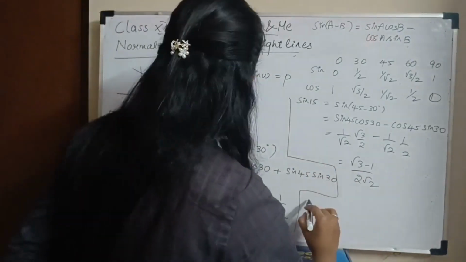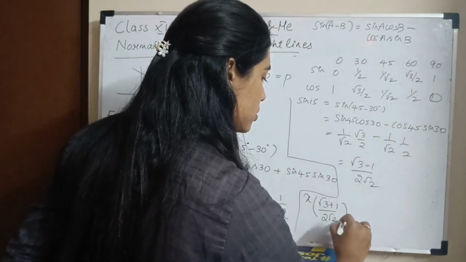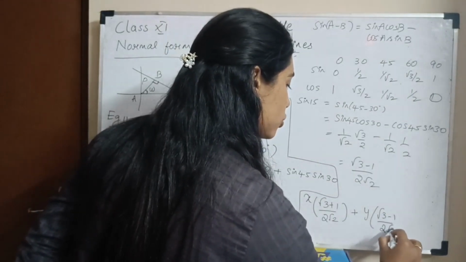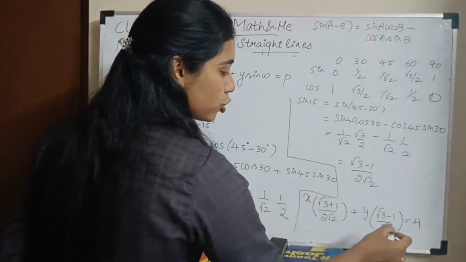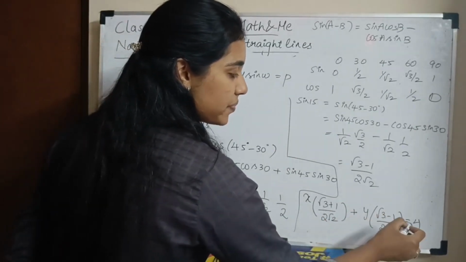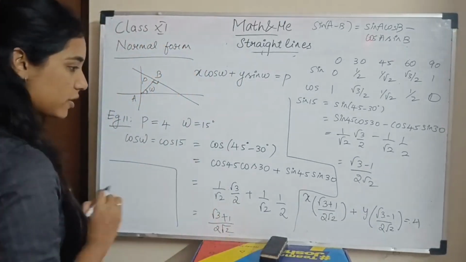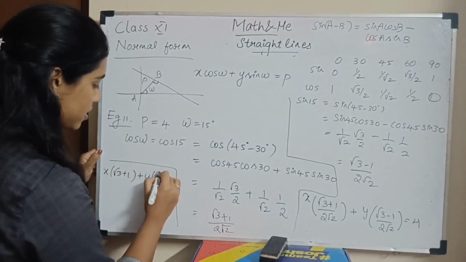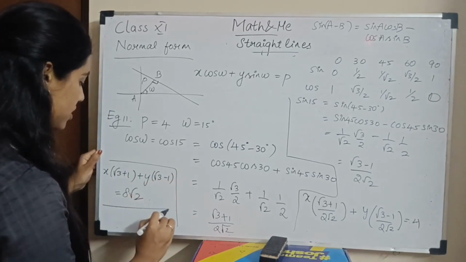So what is your final equation? x times root 3 plus 1 divided by 2 root 2, plus y times root 3 minus 1 divided by 2 root 2, equals 4. In the next step, what can you do? You can multiply 2 root 2 on both sides. So you will get x times root 3 plus 1 plus y times root 3 minus 1 equals 8 root 2. So that is your final answer. I write the final answer over here: x times root 3 plus 1 plus y times root 3 minus 1 equals 8 root 2. So this is your equation.